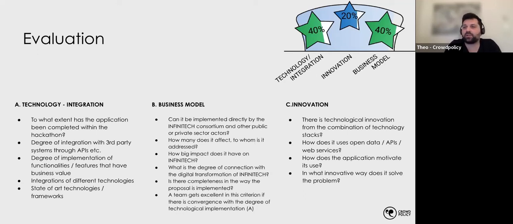So as you see here, the percentages could be important. The first two, technology and business model, are about 40% each, and the innovation part is the 20% of the score. So just for you to know, all the evaluation committee will have to choose between 1 and 5 for each one of these three themes, and then the winners will be determined based on the overall and the average scores that you will take from all the jury members.